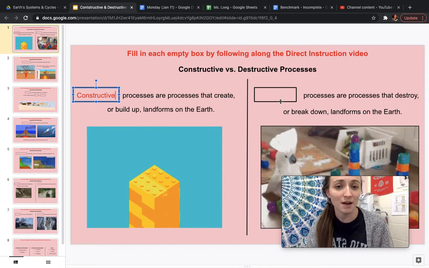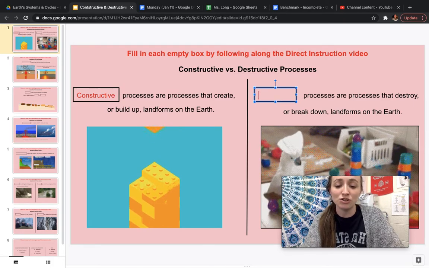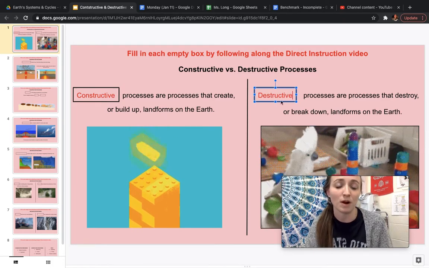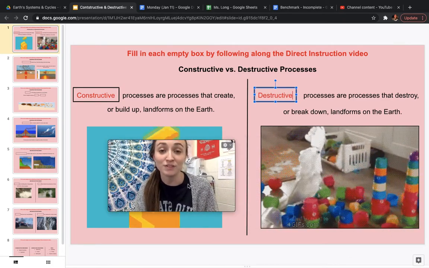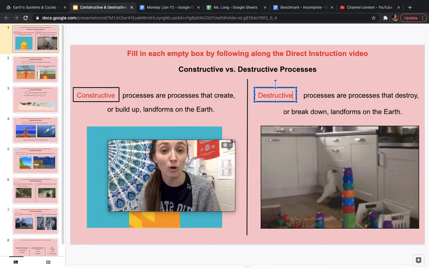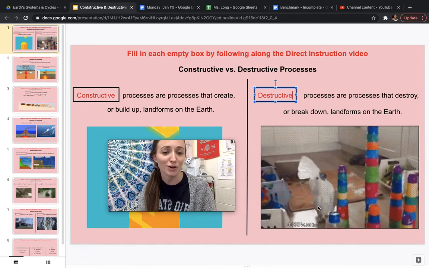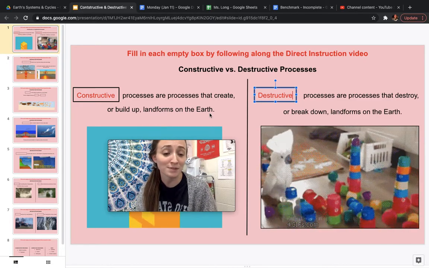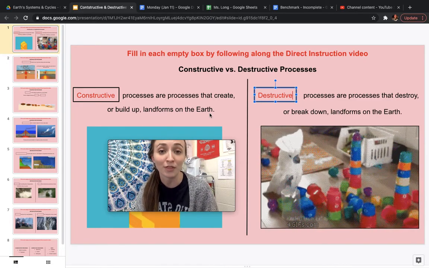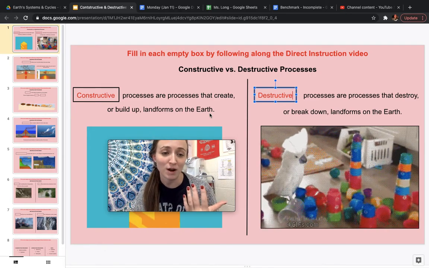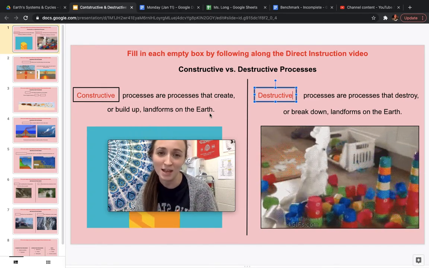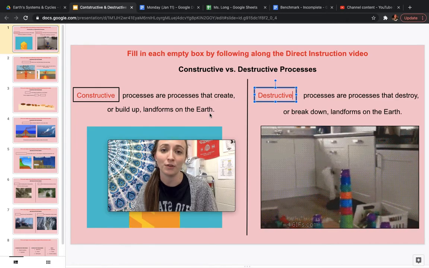The opposite of constructive is destructive processes. So we've heard of destruction. So if you destroy something, you're going to break it down, push it over, like this bird pushing over this pile of cups. I don't know what they did to him, but he doesn't want them to be up. So destructive processes are going to actually break down any landforms on the earth.